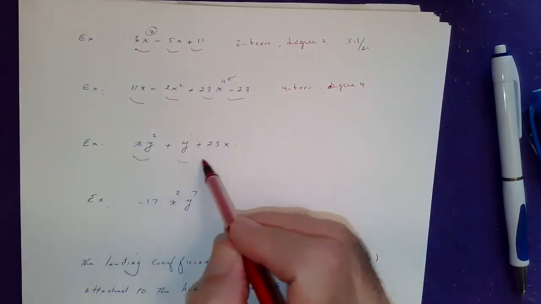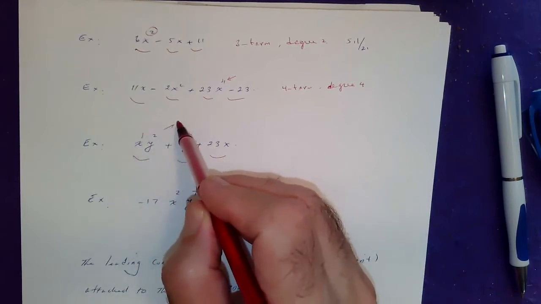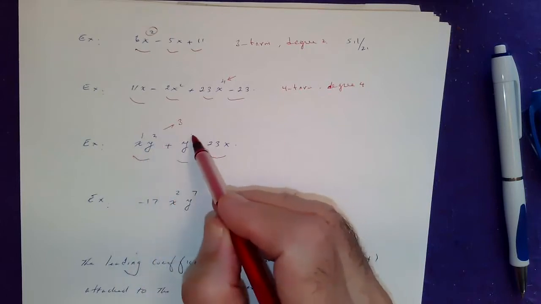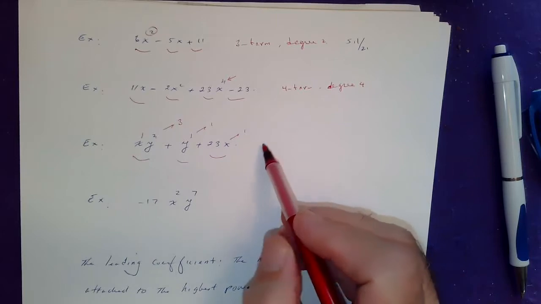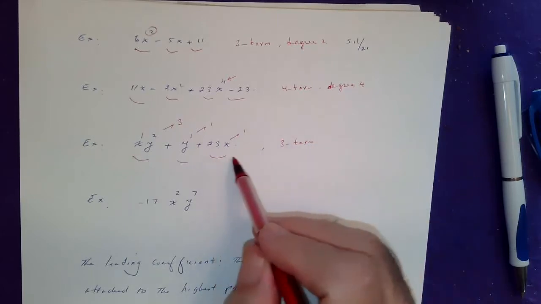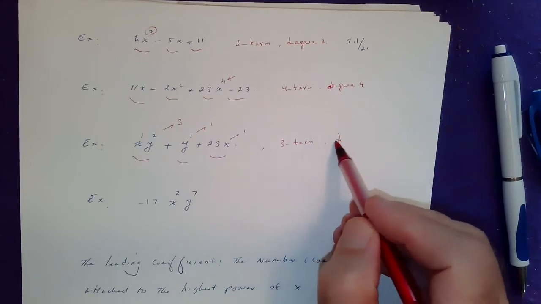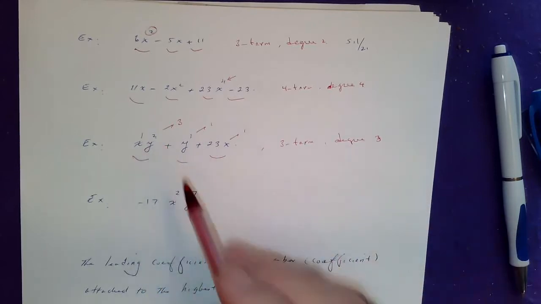This one is a trinomial, which means 3 terms. But the degree of this term is 3 because 1 plus 2. The degree of this one by default is 1. The degree of this one is 1. So this is once again a 3-term polynomial, which we're going to call a trinomial. And the degree, believe it or not, is 3.